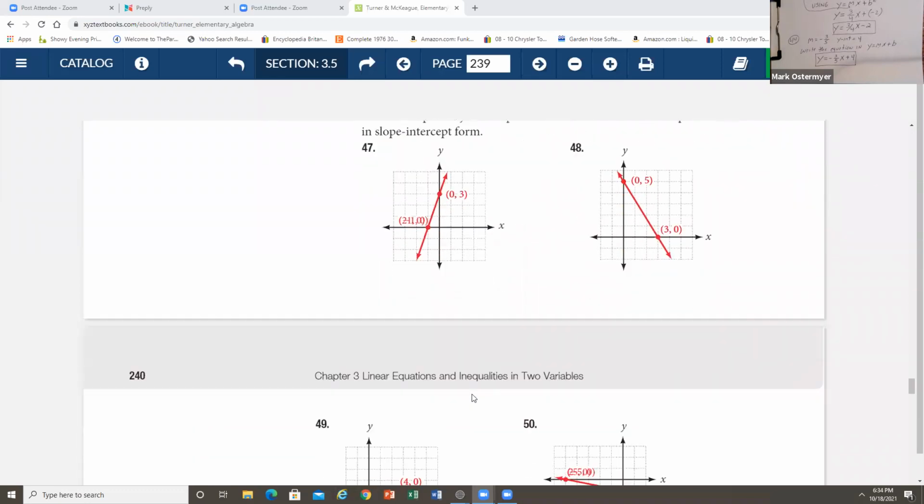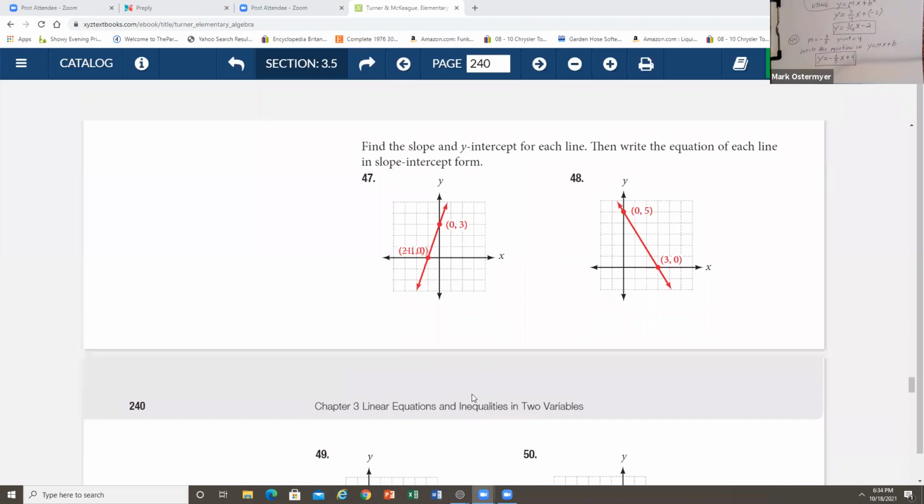Now in problems 47 through 50, it says find the slope and y-intercept for each line, then write the equation of each line, and they want your final answer to be in slope intercept form. So there's problem number 48. What's the first thing we have to do? If we want to write the equation of this red line graphed on number 48, we're going to need to know the slope. We need the slope of the line.